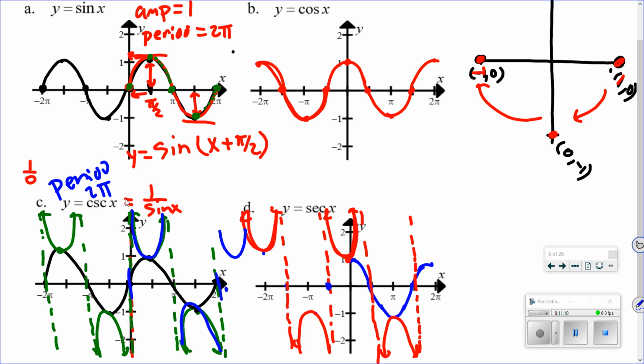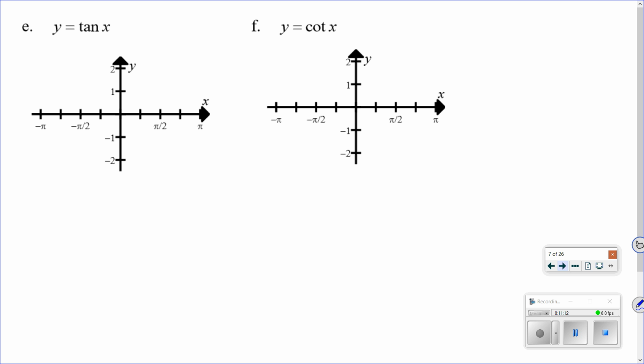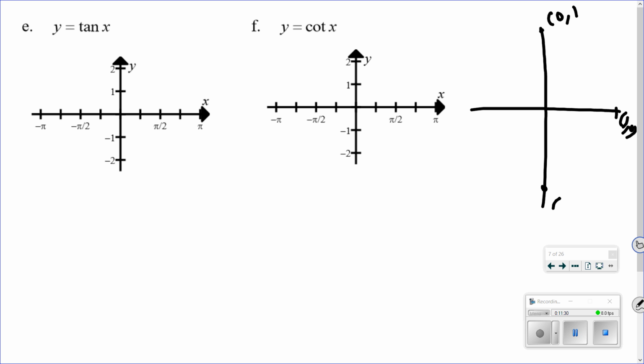Okay, the last two graphs are tangent and cotangent. So I'm going to see if we can make this table here and just see what happens. So we'll use that same one. I've got 1, 0. I've got 0, 1. I've got 0, negative 1. And I've got negative 1, 0.